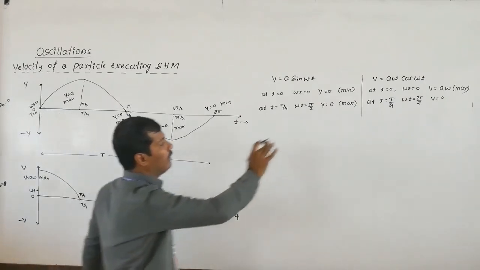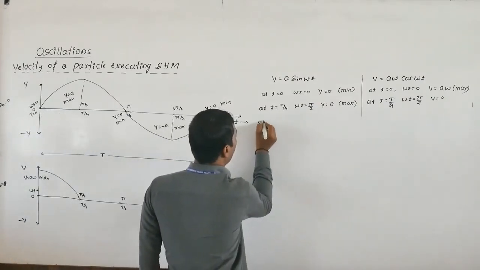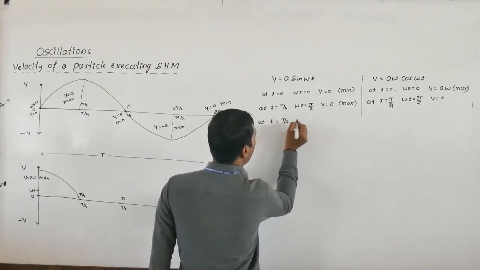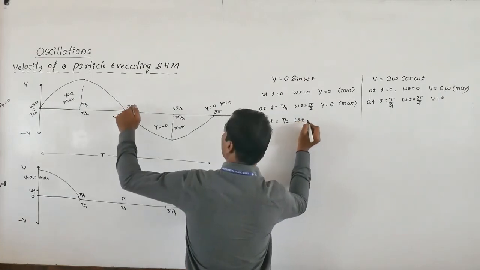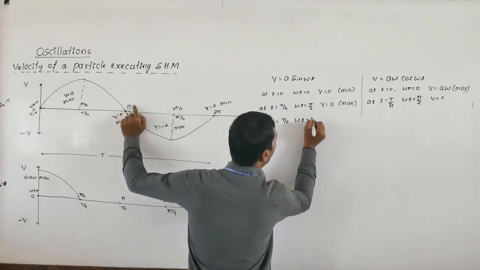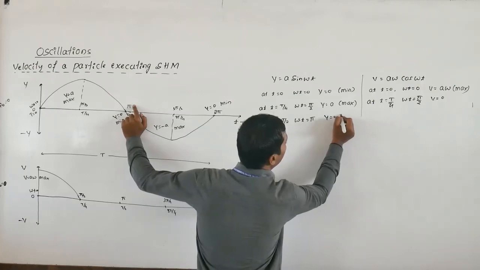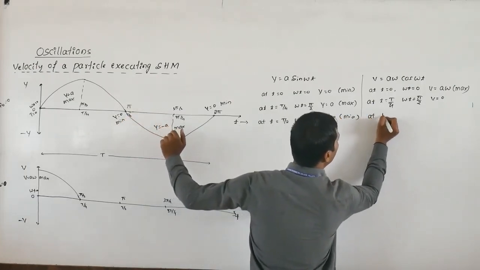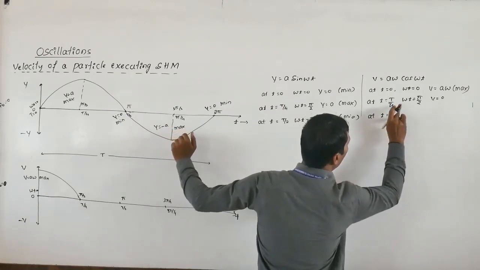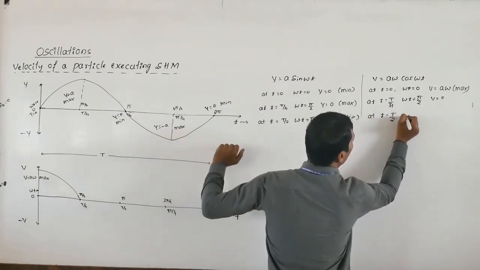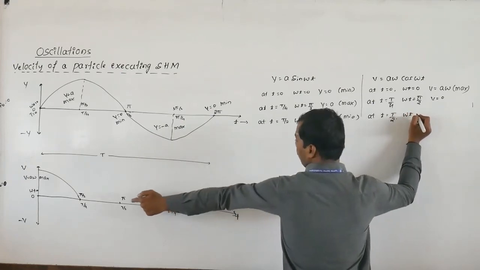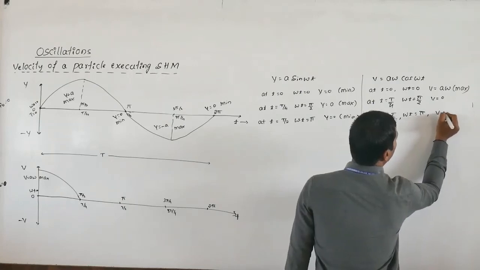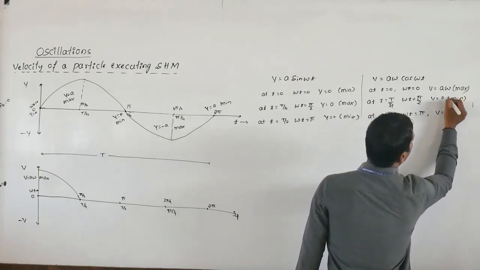I'll write the third one also. At t is equal to t by 2, the angle is pi, and then y is equal to 0. Again it is minimum. Then omega t is pi. What about the velocity? Here the displacement is a minimum now.